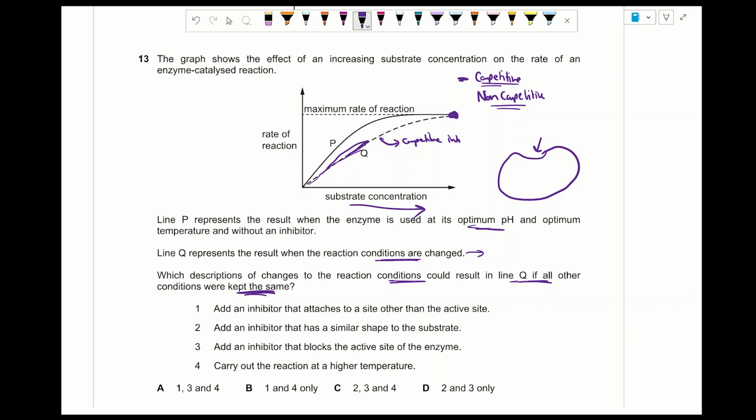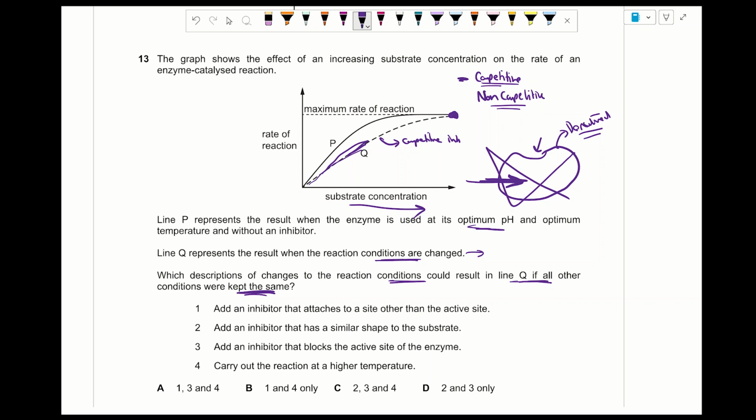Now, the definition of a non-competitive inhibitor is that it binds to an allosteric site. The definition of allosteric is a site other than the active site. Now, what happens in this case is that the enzyme shape is completely distorted once it binds to an allosteric site. Therefore, what happens is that the enzyme is denatured. This means it can no longer increase the rate of the reaction or facilitate any reactions.